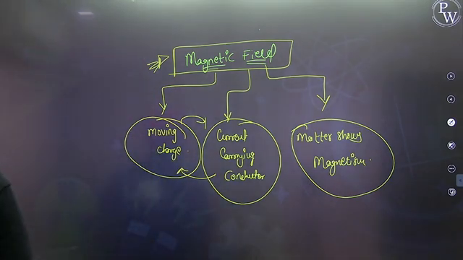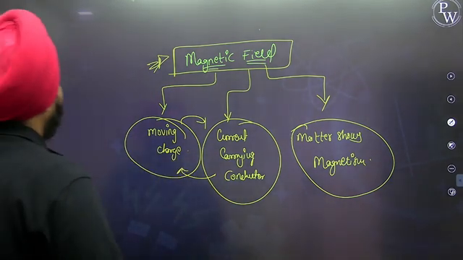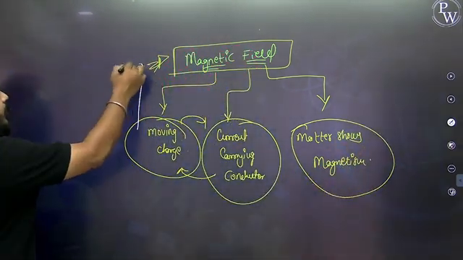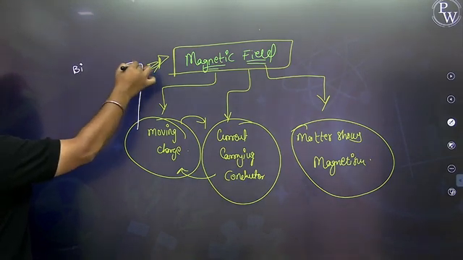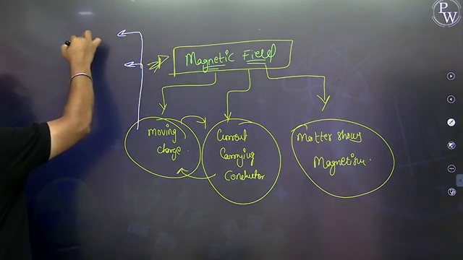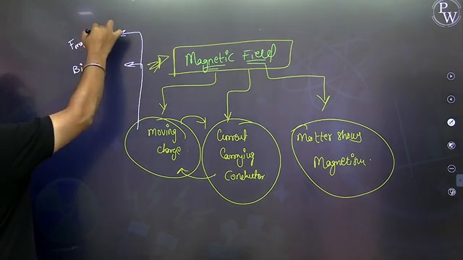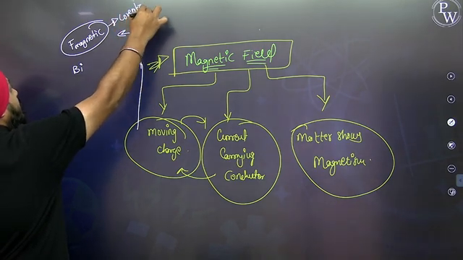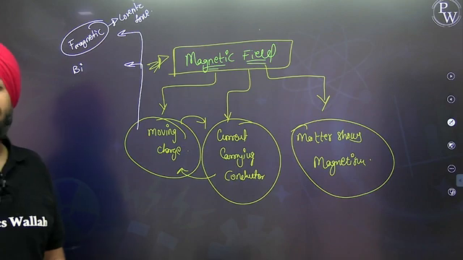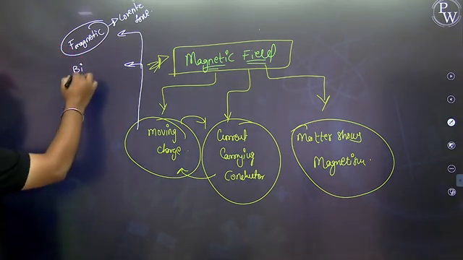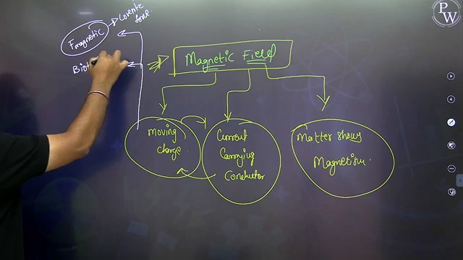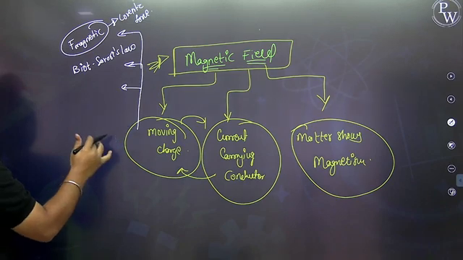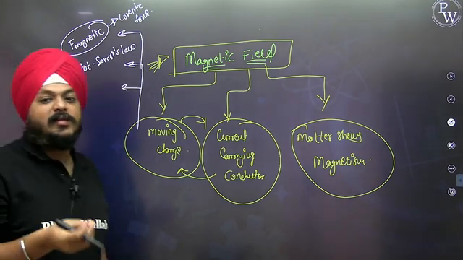Now I'm going to write down the most important stuff. This will clear all of your concepts. Moving charge: in this we are going to study magnetic force and its respective applications, like Lorentz force and everything. Then Biot-Savart's law and its application, for a moving charge.